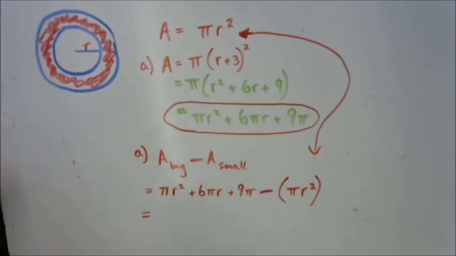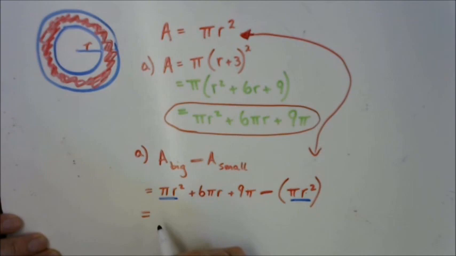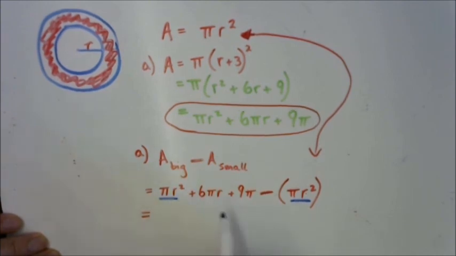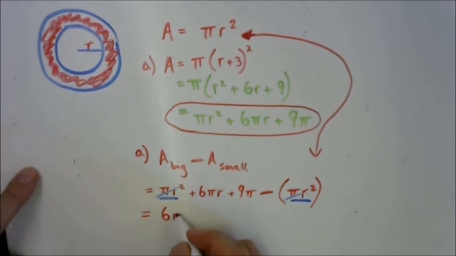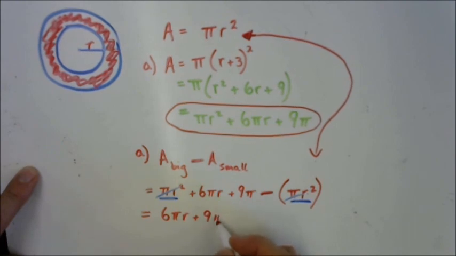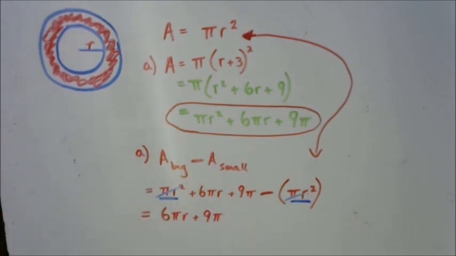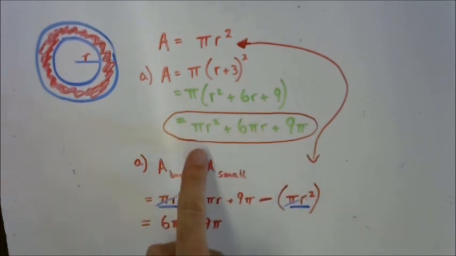Good. Do you see any like terms? We have an r squared term here and an r squared term here. They actually just cancel out. Pi r squared minus pi r squared. So all that's left is 6 pi r plus 9 pi. Okay, so we used our patterns to help us with an application. It looks messy because it has pi in it and a variable, but pi is really just a value, just a number. And if we keep it organized, we bring it down, we can simply come up with the expression.